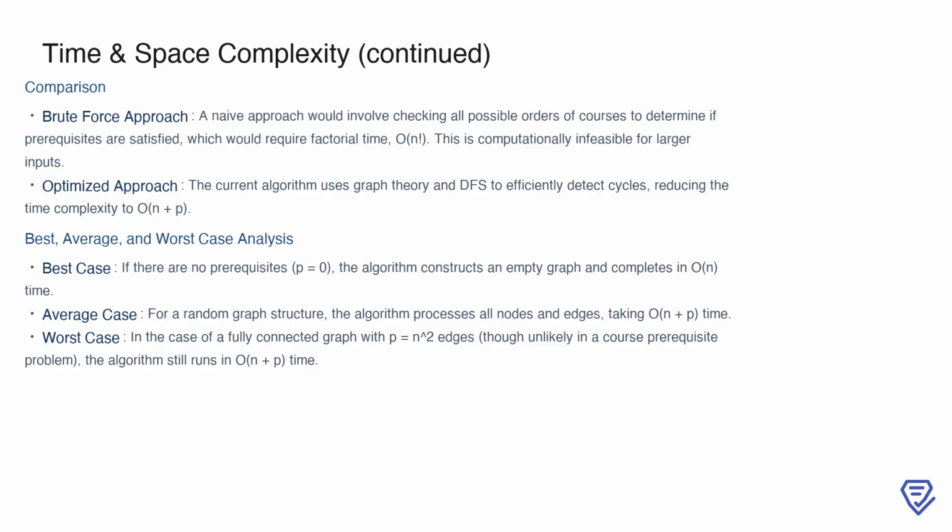For an average case with a random graph structure, the algorithm processes all nodes and edges, taking O(n + p) time. Even in the worst case, where the graph is fully connected with p equal to n squared edges, the algorithm still operates in O(n + p) time. This consistency demonstrates the algorithm's robustness and scalability.